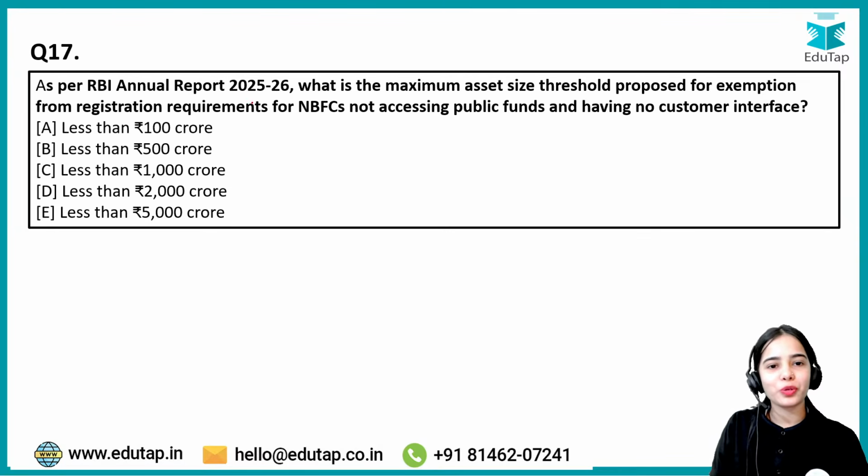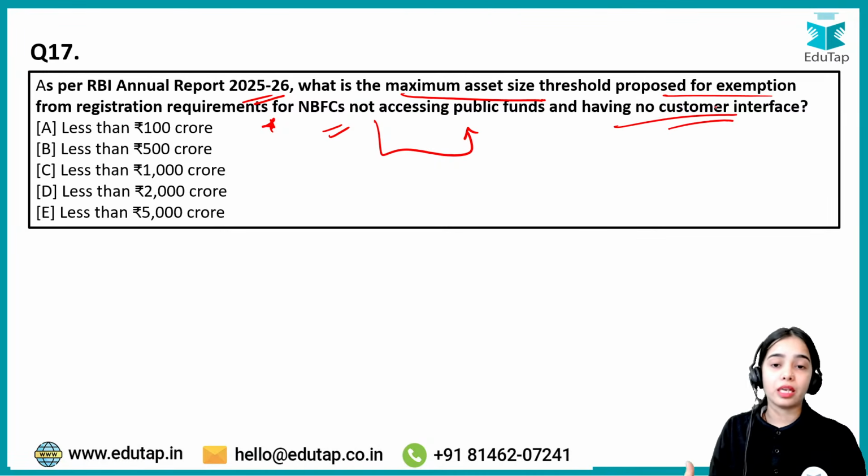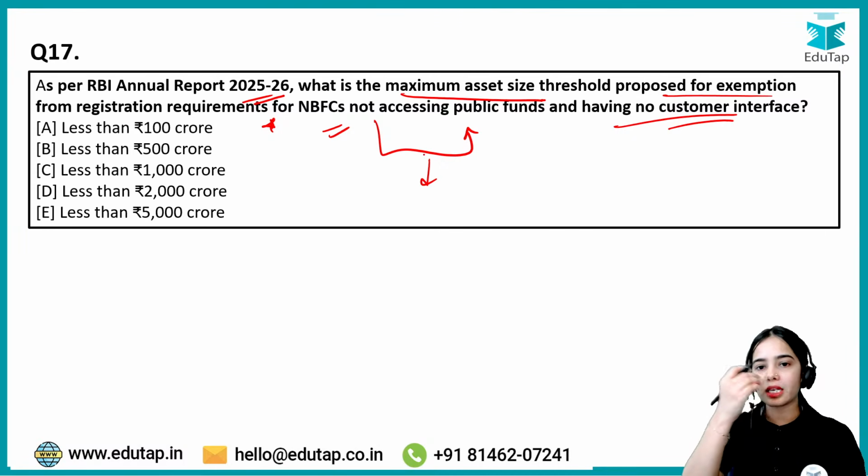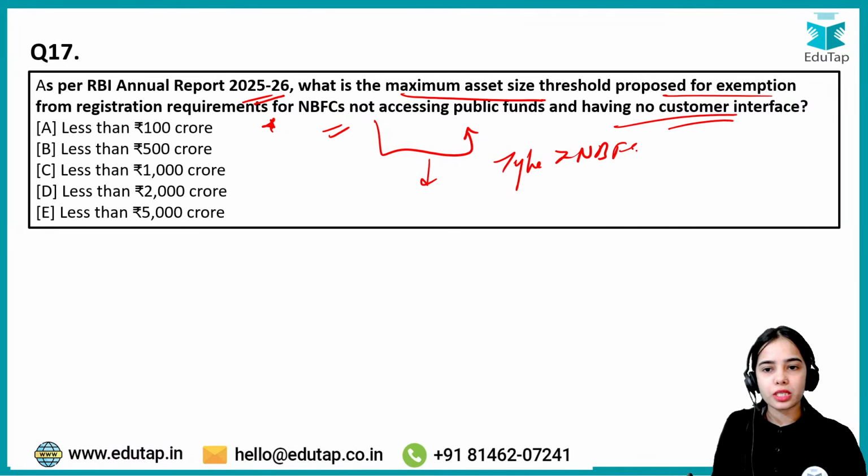As per RBI Annual Report 2025-26, what is the maximum asset size threshold proposed for exemption from registration requirements for NBFCs not accessing public funds and not having customer interface? Again, we have discussed this recently because the directions were released recently. These NBFCs are the type 1 NBFCs. They do not need to register if they have an asset size of less than 1000 crore. Okay? So C is the answer.